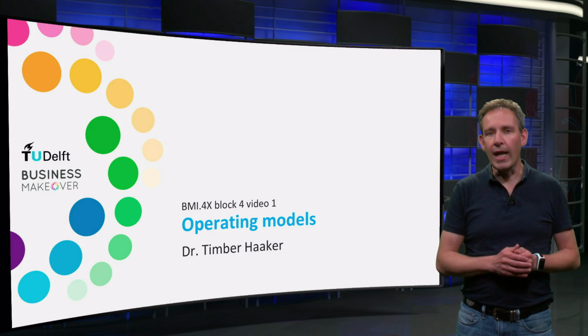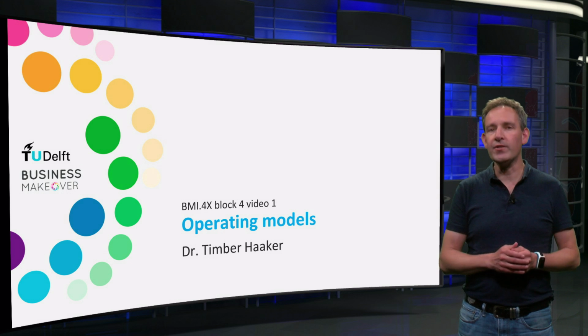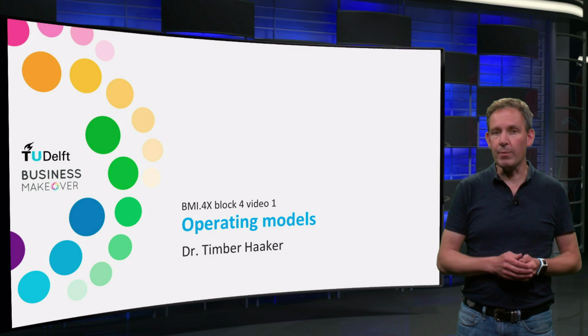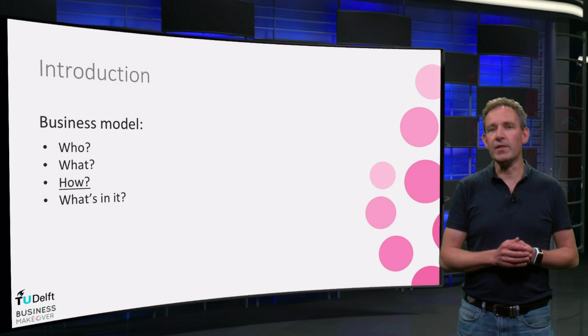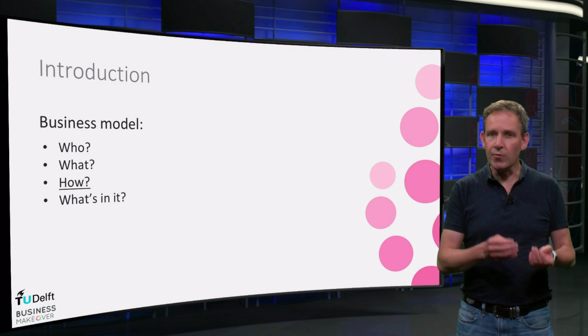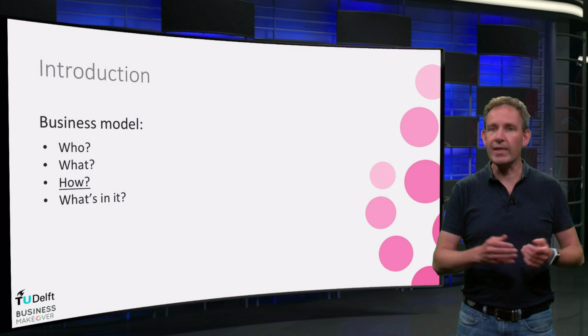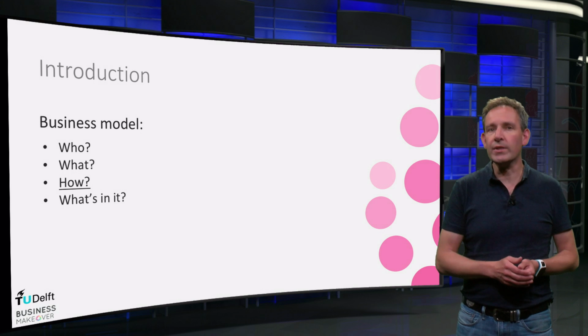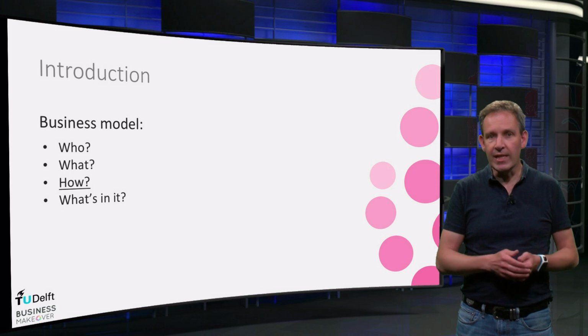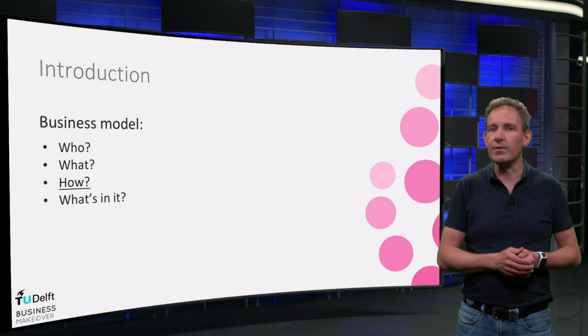An operating model helps you to plan the daily operations and make your business model happen. The operating model is about the how of your business model. It describes what you need to put in place to make the business model work in practice. For example, what personnel do you need, or how many machines, or how much office space.